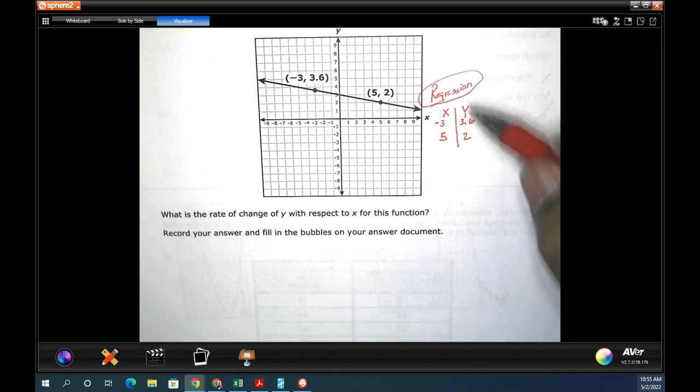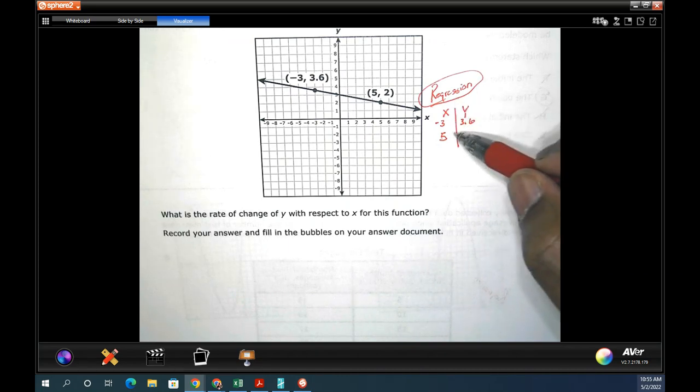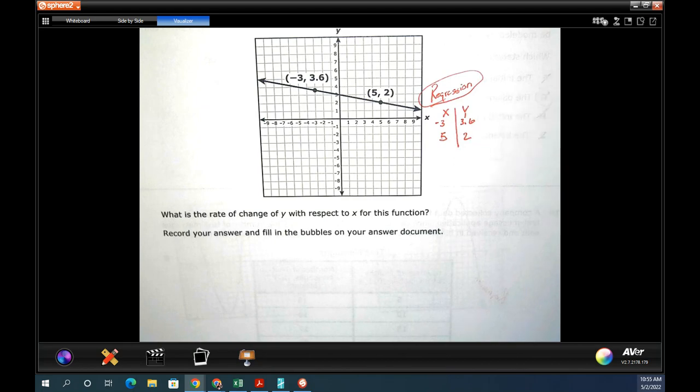Okay. We're not going to do this again. What is the rate of change of y with respect to x? Hey, regression. If you have to, set up a table. X, y. You've got -3 and 3.6, 5, 2. Do a regression to find the answer. You got 2 points? Do a regression. It wants the slope, so that's all you got to do. Do a regression. Set up that table, just like this. Okay.